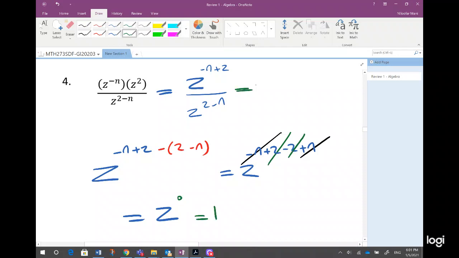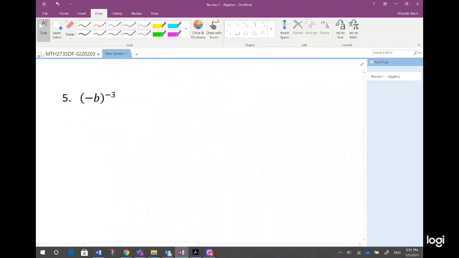And I told you from the beginning, top and bottom are the same, because minus N plus 2 is the same as 2 minus N. I just changed the order, in addition it's commutative, so I can just change the order. Yes? Yeah.